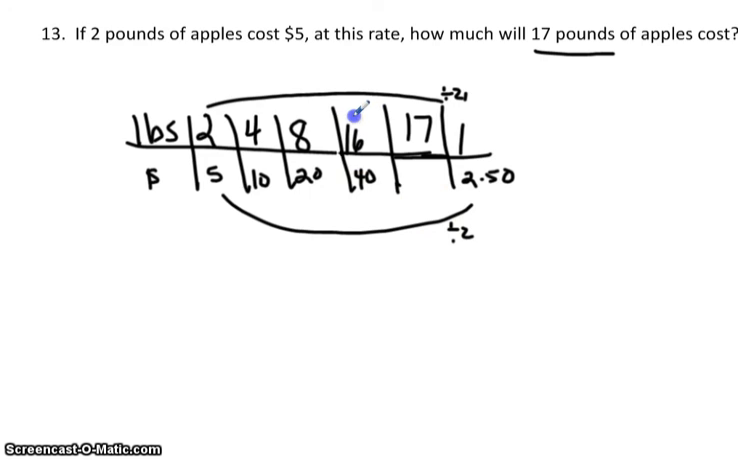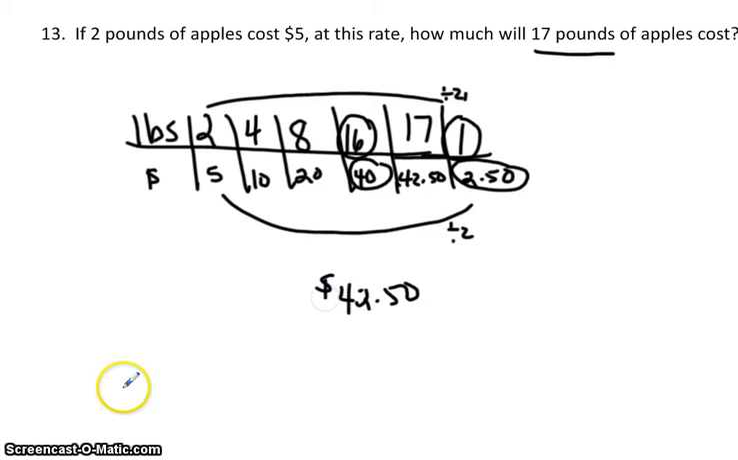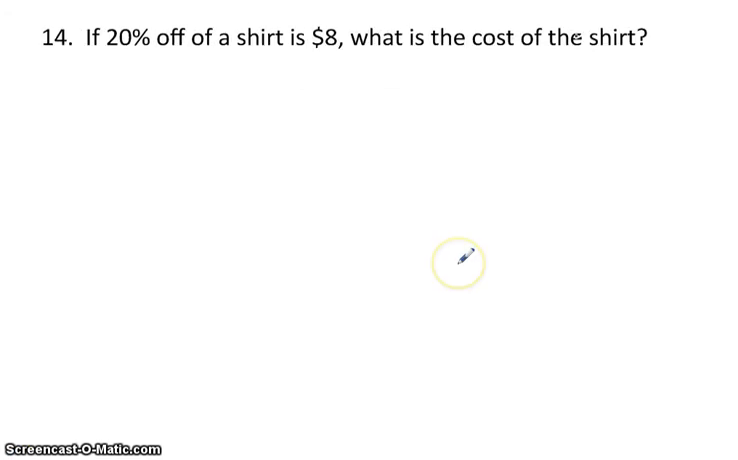So now I can go ahead and do 16 plus 1 to get to 17. And I would add together 40 plus $2.50. So 40 plus 2 makes 42, plus the extra 50 cents. So 17 pounds of apples would cost $42.50.